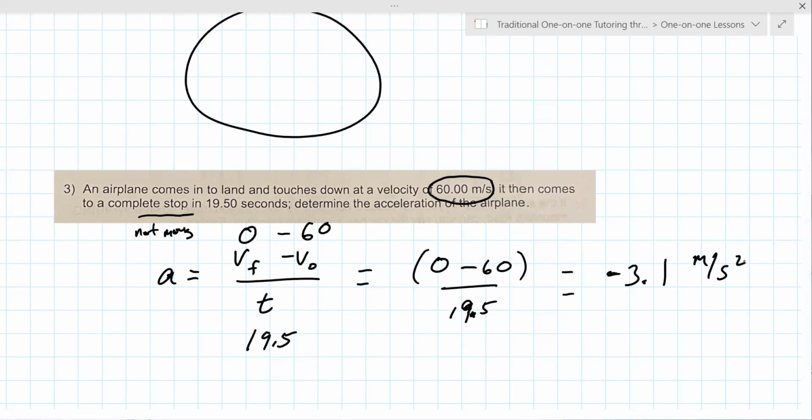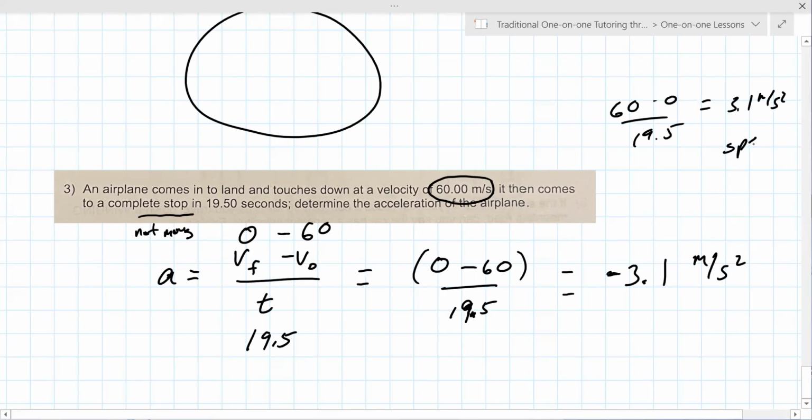Because you're slowing down. Yes. So the way you had done it, you would have gotten 60 minus 0 over 19.5, and you would have gotten positive 3.1 meters per second squared. So that would have indicated it's speeding up. But it has to slow down. So you have to associate negative acceleration with slowing down, and positive acceleration is speeding up. Like when you're at a light and you're going forward, you're accelerating because you're speeding up. When you hit the brakes, you're decelerating because you're slowing down.